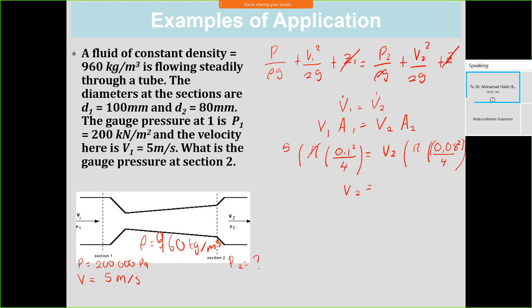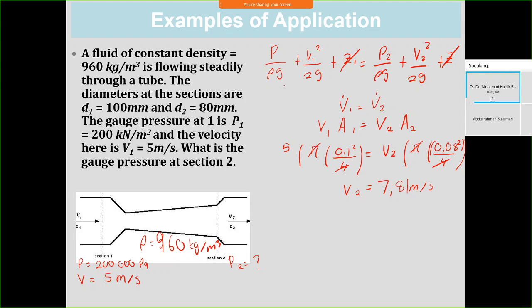You can cancel pi, you can cancel 4, so it is just 5 times 0.1 square divided by 0.08 square. So what I got here is 7.8 meter per second. Okay, thank you, Iman. 7.81 meter per second.